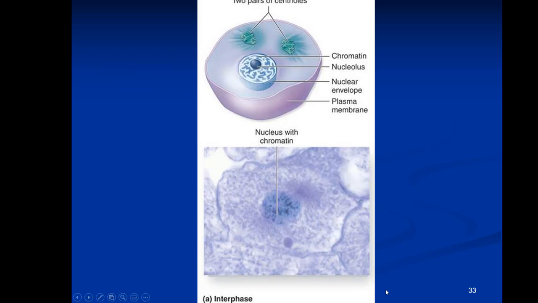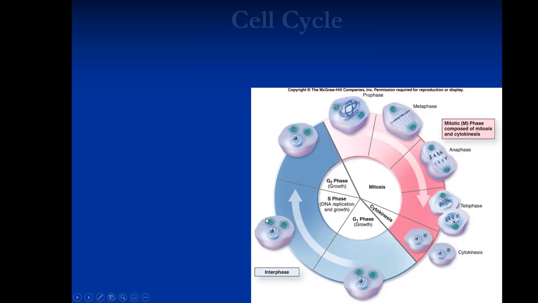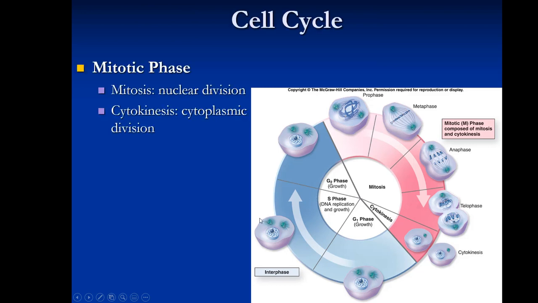So this is supposed to be a microscopic picture of what a cell looks like in interphase. Basically, it looks like a cell with a nucleus. Doesn't look like anything spectacular. Then we go into the mitotic phase, which consists of division of the nucleus, which is called mitosis, and division of the cytoplasm, which is called cytokinesis.